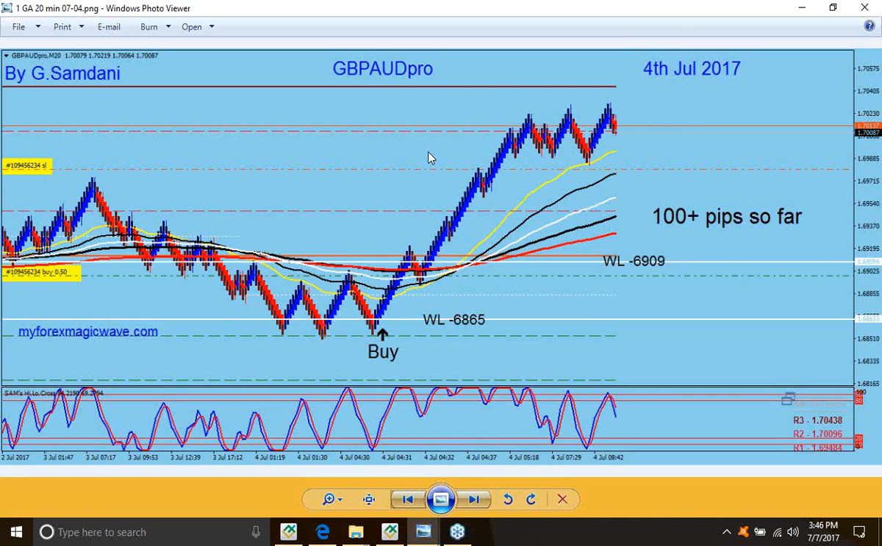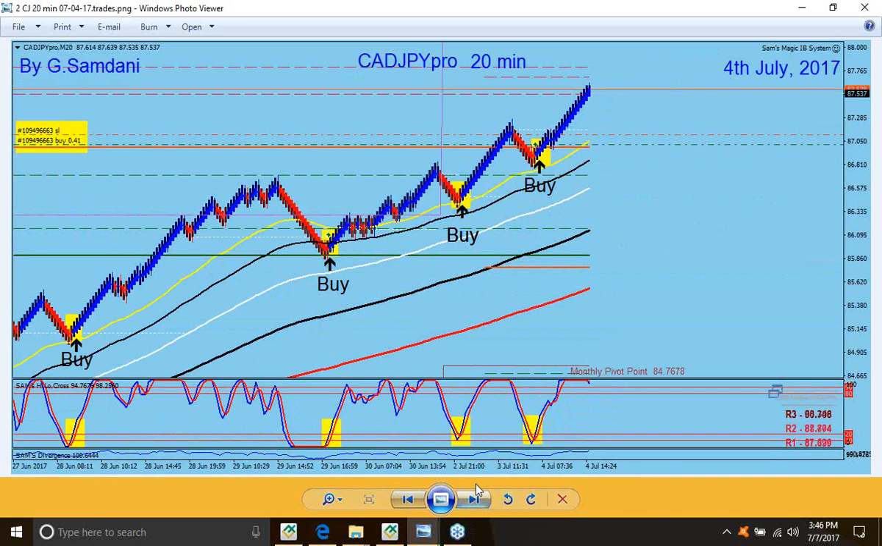But this is what I teach in my webinars. So here we are now. On the 4th of July, the Pound Aussie moved all the way here, more than 100 pips. I don't know how far it goes, so if it's more than 100 pips, I just write more than 100 pips. That's all. And then the same day it was a CAD Yen.